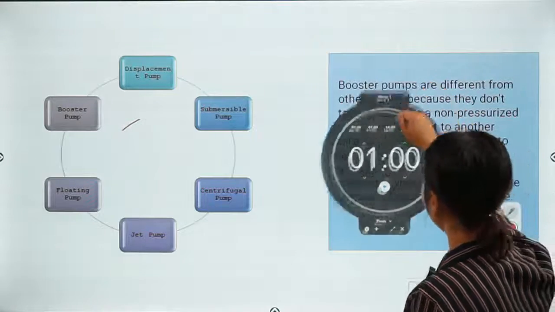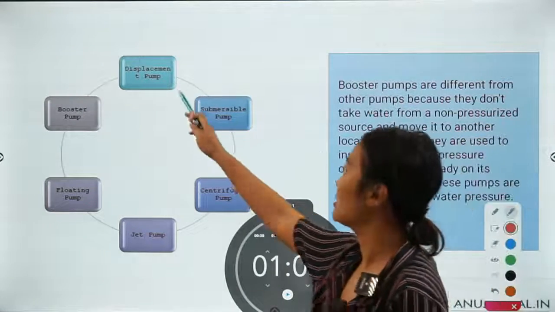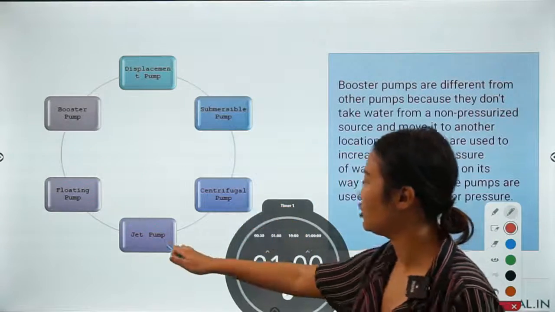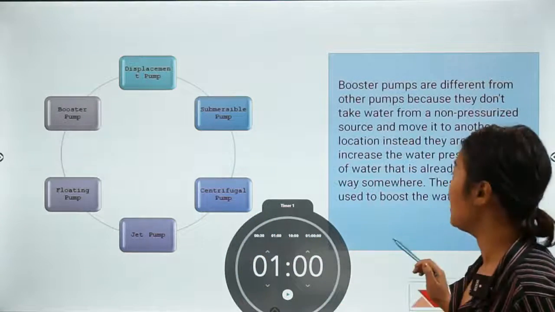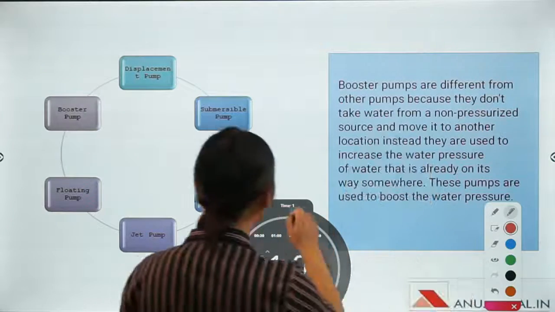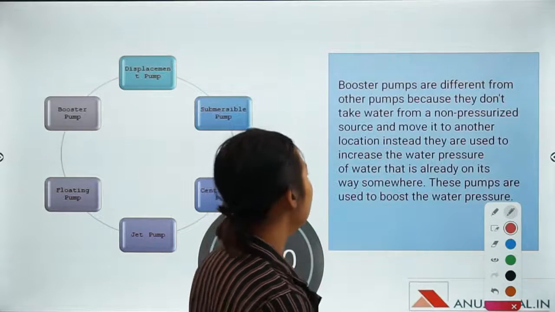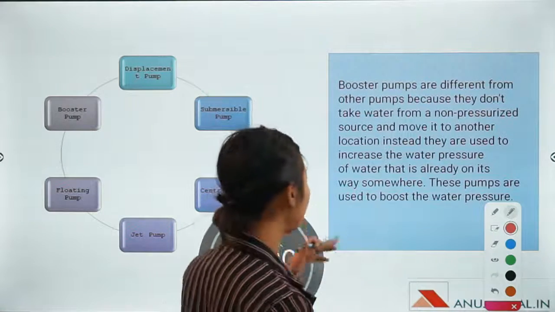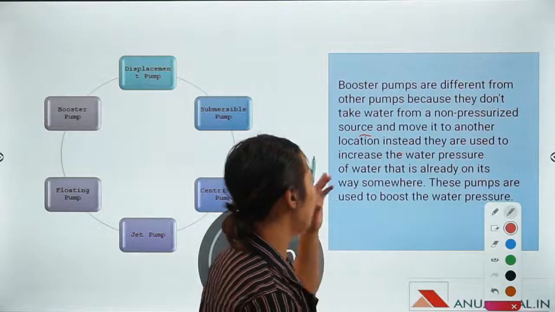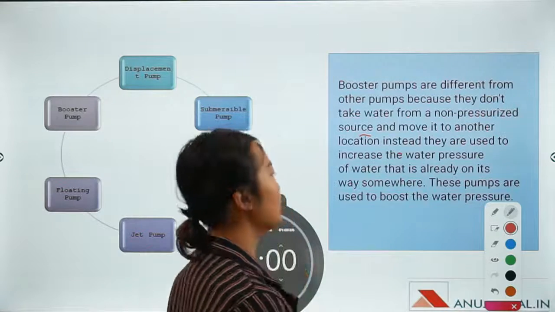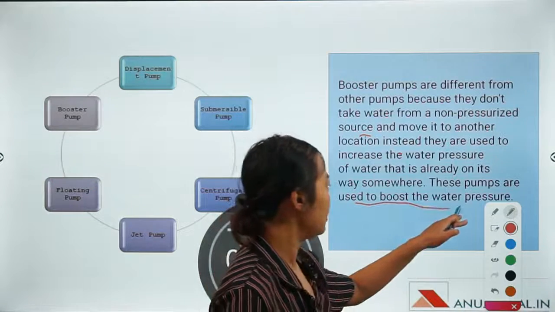Right. So there are different types of irrigation pumps. The main ones are displacement pump, submersible pump, centrifugal pump, jet pump, floating pump, and booster pump. So here I've just given something about what a booster pump is. These are pumps which don't take water from a non-pressurized source, and they don't move the water into a location instead. They work by boosting or increasing the water pressure of the water that is already somewhere. So these pumps are used to boost the water pressure.